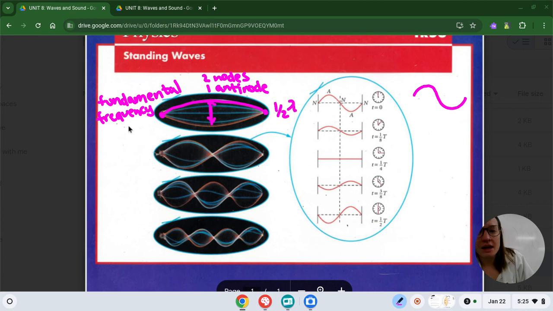This fundamental frequency occurs at a frequency that we call F naught or F0, and it just means the first frequency that's a resonance frequency. Now, this fundamental frequency sometimes gets called the first harmonic.